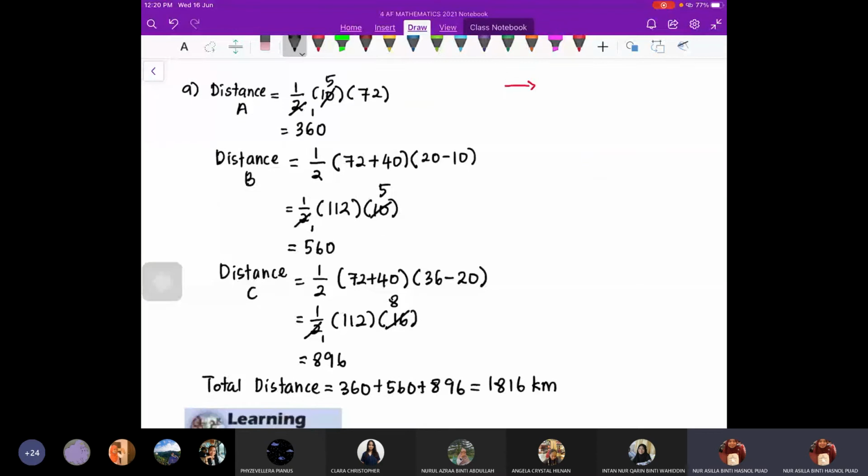Okay. So problem dia dekat sini. I am so sorry guys. Dekat sini masa. Because we are using 72 and 40 which is kilometer per hour. Jadi minit saya kena tukar kepada hours. I forgot to do that. Okay. So let's do this again.